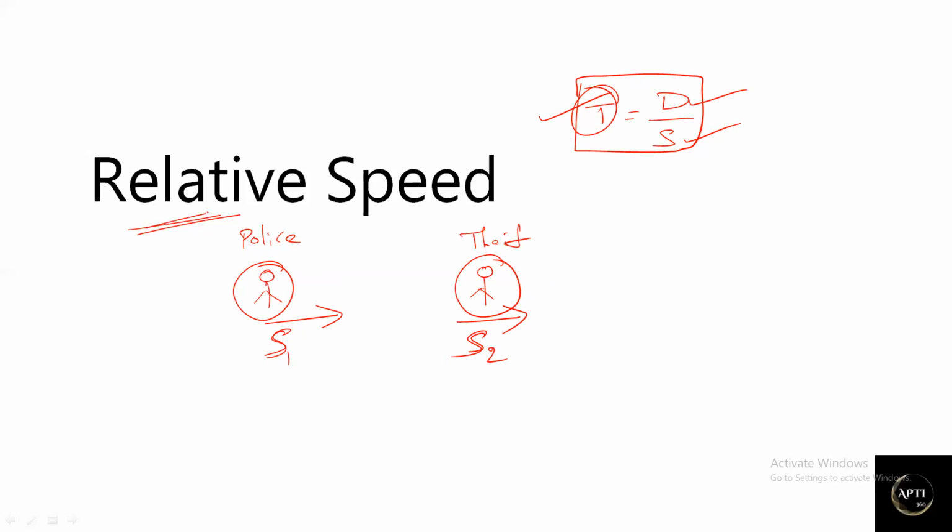In the relative speed concept, we will have two speeds, s1 and s2. At that time, how we need to consider the conditions, whether we need to add speeds or subtract speeds, and when we need to add and when we need to subtract, it is very important for you to know. Simple definition: the speed of one object with respect to the speed of another object. For sure we need to have two speeds to discuss relative speed. Okay, let's consider one example.